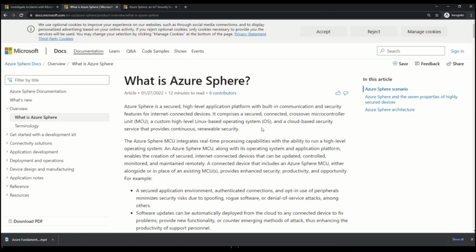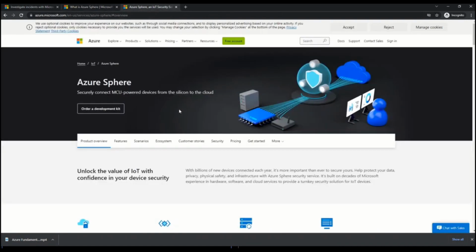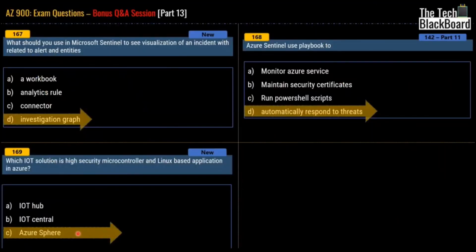Before jumping to the PPT, I want to show you one more page where you can read more about Azure Sphere. This is a great page where you can learn more about Azure Sphere. From the Microsoft documentation, we learned that Azure Sphere is an IoT solution which is a high security microcontroller and Linux-based application.